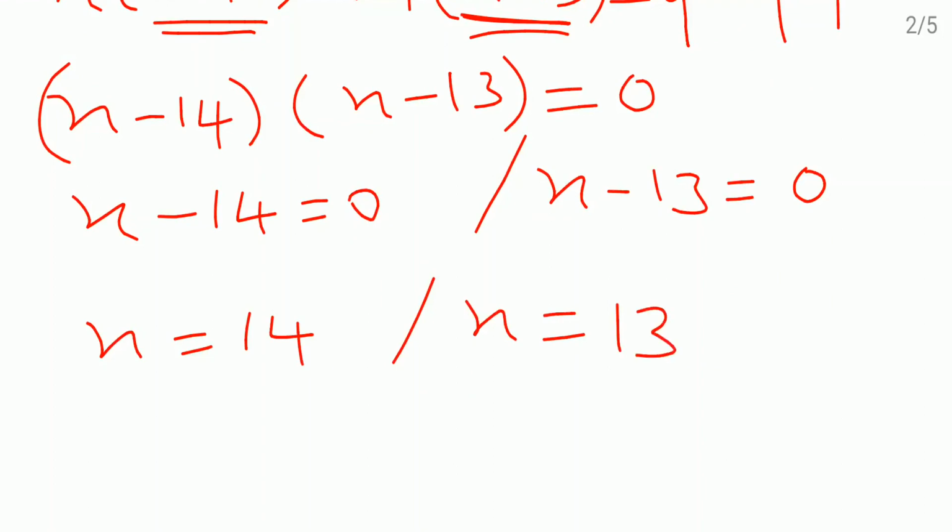Correct? So those numbers are what? 13 and 14. The last statement you will write down: therefore, those numbers are 13 and 14. Let us see the next one.